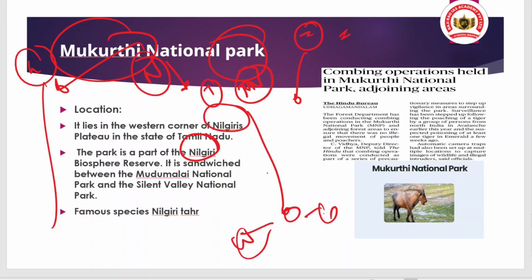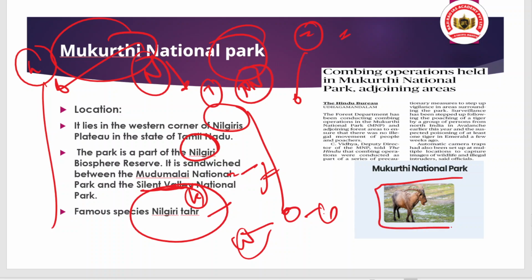It is sandwiched between Mudumalai National Park and Silent Valley National Park. Where is Silent Valley National Park? You can tell me in the comment section, and also tell me where the Mudumalai National Park is located, in which state, because after recording you will remember it better. Okay, and what is the famous species here? Definitely you are well aware, it is the Nilgiri Tahr. Here is the picture of the Nilgiri Tahr. That is the key species here.